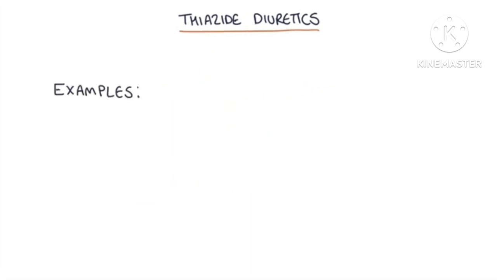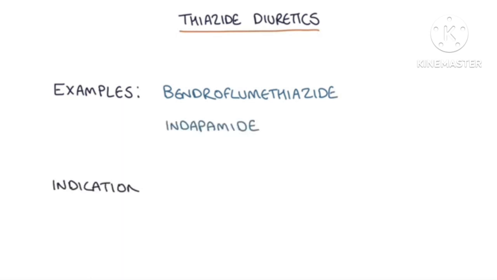Two examples I'm going to give of thiazide diuretics. The first is bendroflumethiazide, and the second is indapamide. The main indication for thiazide diuretics is hypertension, but they can also be used to treat edema.